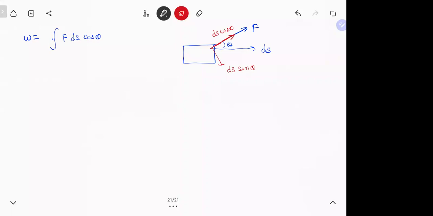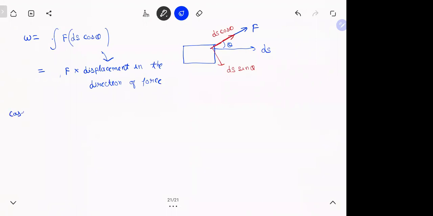So till now, what we used to do, we should divide the force into components. Now I'm dividing displacement into components. Then this can be written as integral F into displacement in the direction of force. Make sense? The ds cos theta here is nothing but displacement in the direction of the force. You're getting it? So this makes your life easy actually. Without integration and all, it saves you a lot of time.